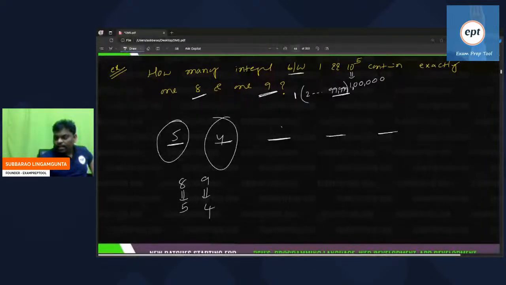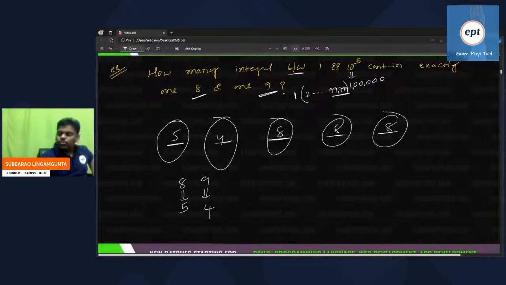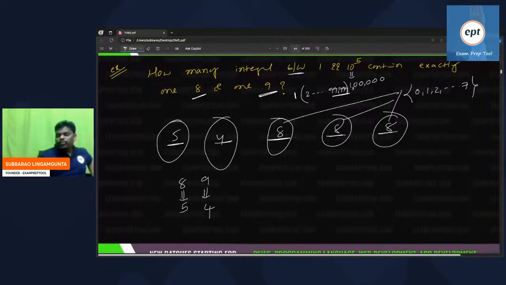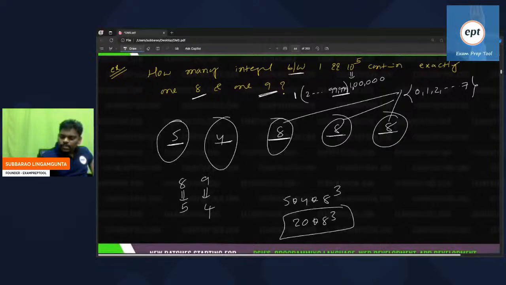Here 8 possibilities. Here also 8 possibilities. Here also 8 possibilities. You may say that, sir, 0 and so on up to 7, 8 possibilities. So the final answer is going to be 5 into 4 into 8 cube, 20 into 8 cube. This is the answer for this.